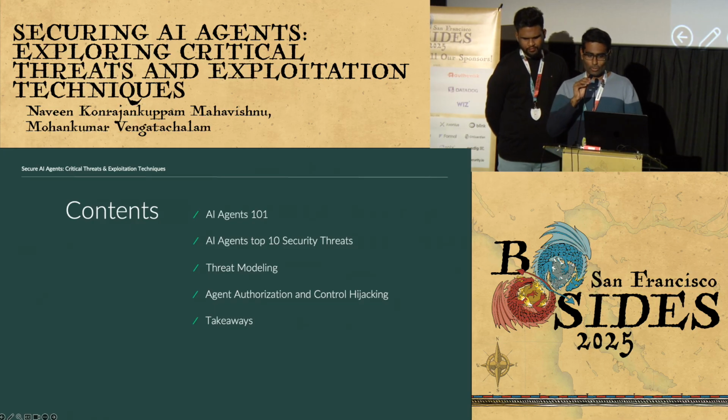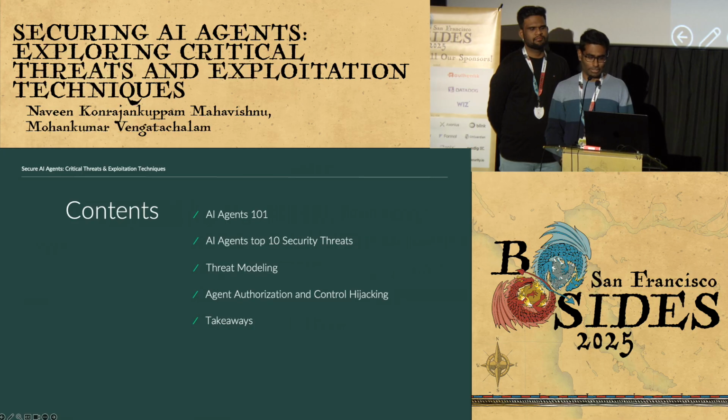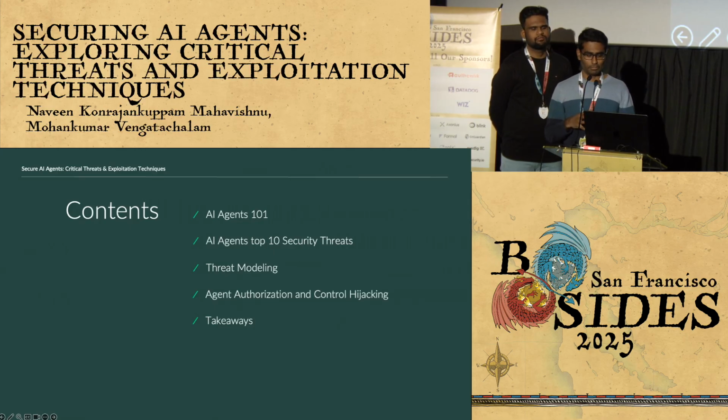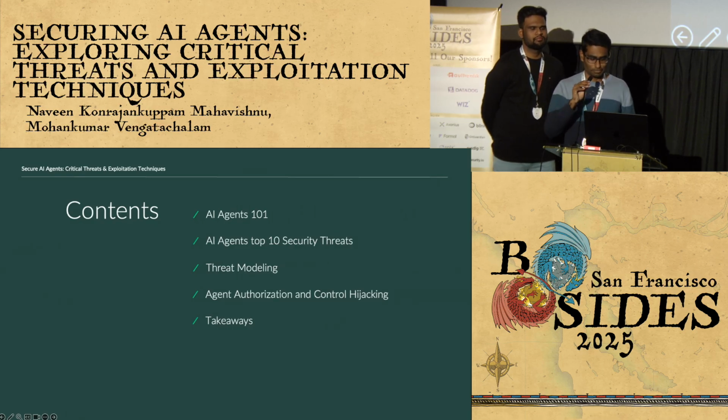So here is a quick overview of what we'll be covering in today's session. We'll start with a quick look at AI agent fundamentals, what they are and how they work. Then we'll walk through the top 10 security threats, along with a threat model and an AI architecture. Then we will deep dive into one of the top threats, which is agent authorization and control hijacking. We'll break it down into clear definitions, real world examples, illustrations, and attack scenarios. And yes, we've got a hacking demo as well. We built an intentionally vulnerable AI agent to show how these attacks can play out in practice. Finally, we'll wrap up with some key takeaways and recommendations that you can bring back to your team.